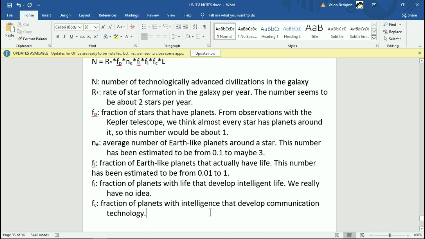And then similar with this here, we have no idea for this either. And again, it's related to FL, right? Or FI. If you define intelligence as humans, then I could see an argument that FC is probably fairly large. But if you are talking about intelligence in terms of animals, then I can see FC being very small. So it's, who knows? Then L is the average lifetime of a technological civilization. And we don't know about this. We have no idea about this either.